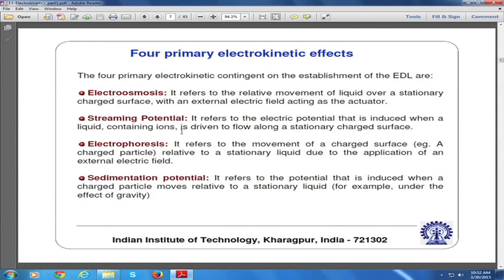Out of all these phenomena, we are going to study electroosmosis in some detail, streaming potential in some detail, and some aspects of electrophoresis in this particular course. Of course, we will also study some other electrokinetic phenomena, but in significantly less detail as compared to these.